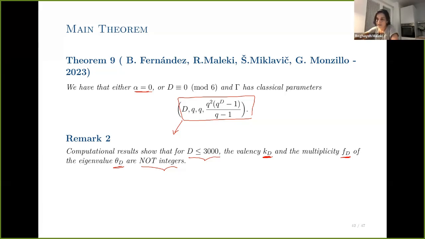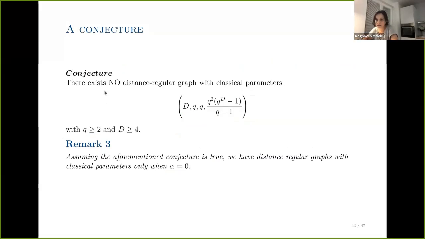So that's why we came up with the following conjecture, that there does not exist any distance regular graph with classical parameters like this, for Q greater than or equal to 2 and D greater than or equal to 4. And we are thinking that if our conjecture is true, then we have distance regular graphs with classical parameters that support uniform structure with respect to X only when alpha equals 0, for the case Q greater than or equal to 2. So this is our conjecture.